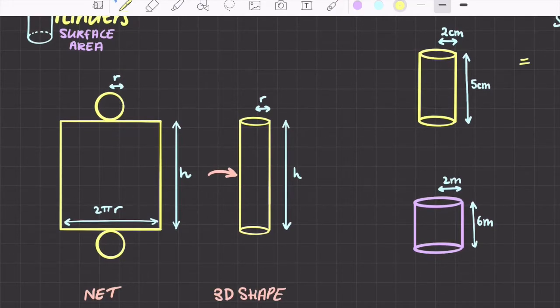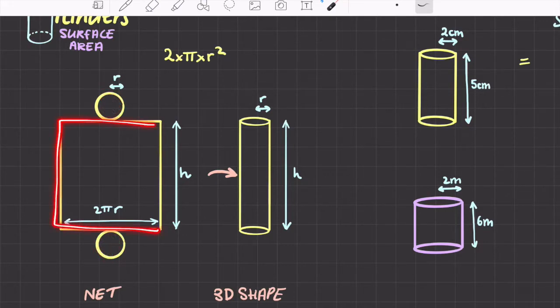We know what the area of one circle is. It's pi times r squared. Okay, that would be for one circle. That's the area for one circle. But for this shape, we've got a top and a bottom. So we've got this circle on top and the circle on the bottom. So that makes two circles. So I'm going to have two of this. I'm going to have 2 times pi times r squared. Okay, so far I've got the top and the bottom.